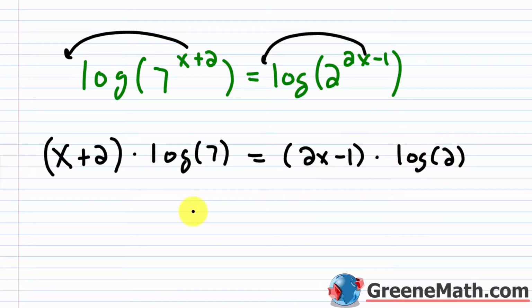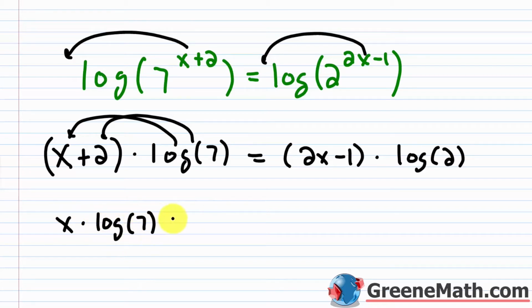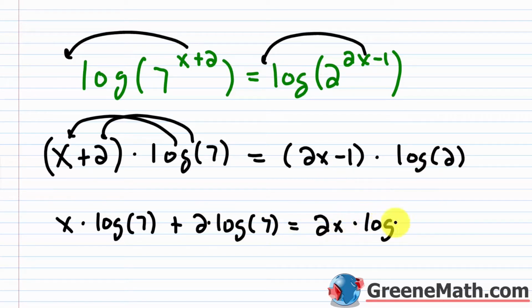So again, here's where I'm going to use my distributive property. You've got to get everything with an x on one side so you can factor that out and solve for x. So I'm going to distribute this to each term here. So I'm going to have x times log of 7, then plus 2 times log of 7. And this equals, over here, 2x times log of 2.